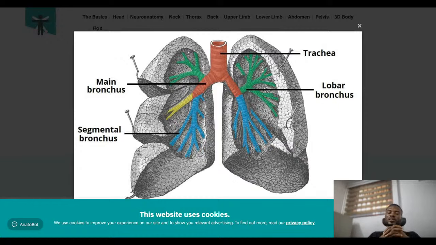And some people say that the reason why we have only two lobes in the left lung is to compensate for the positioning of the heart, of the cardia. I don't know how true it is.